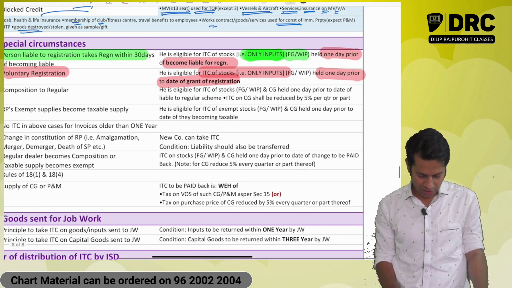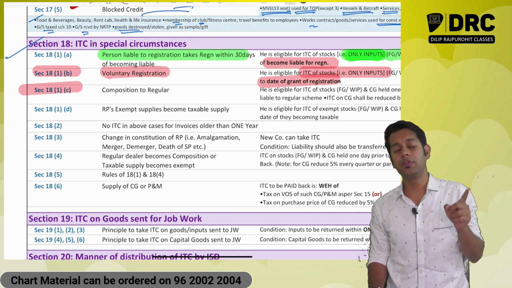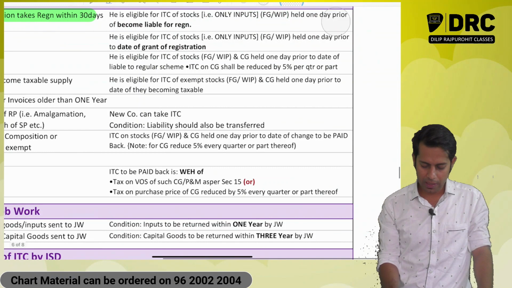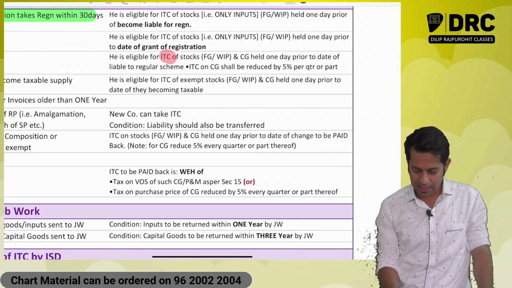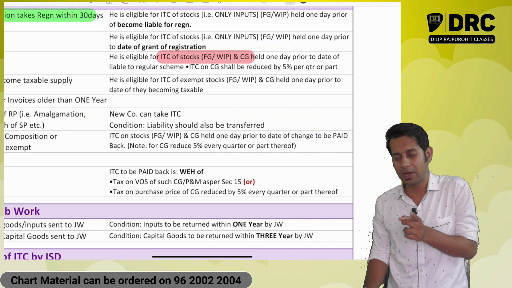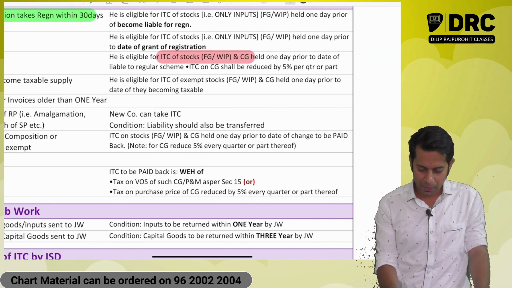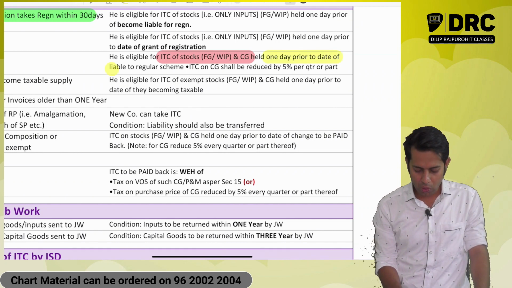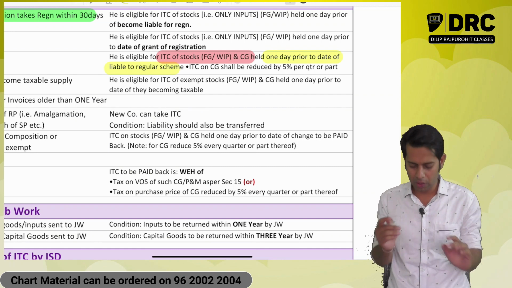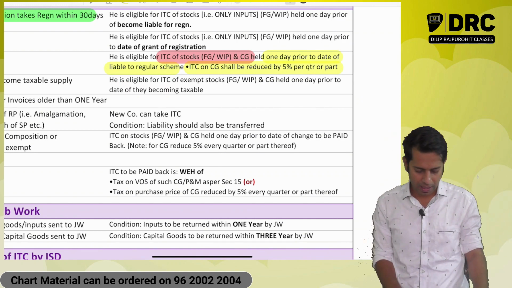Section 18 subsection 1 clause C says if you are a composition dealer and you are converting yourself to a regular dealer, you will be allowed to take input tax credit on inputs as well as capital goods which are held by you one day prior to the date of change, that is opting from composition scheme to regular scheme. On capital goods, whatever ITC is there, that will be reduced by 5% per quarter or part thereof.